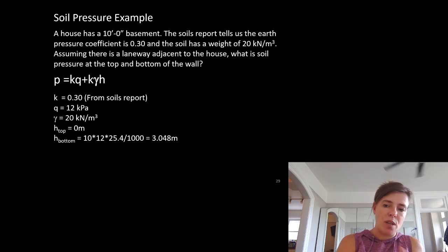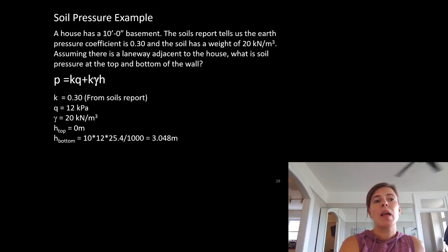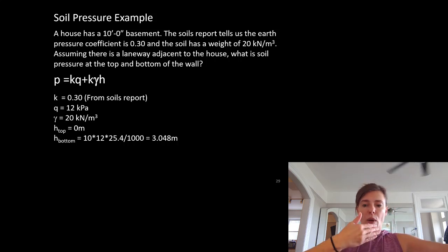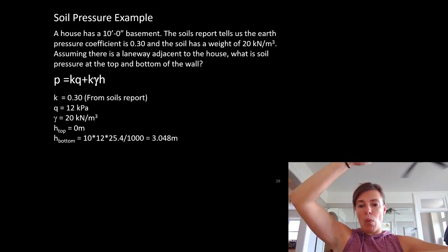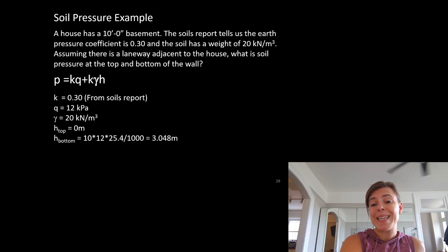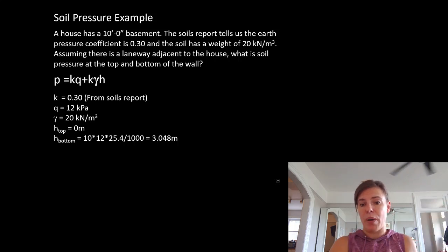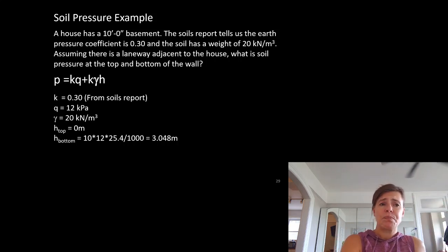We could look that up, and I talked about it at the beginning of the lecture. The weight of our soil is 20 kilonewtons per meter cube. So every 1 meter by 1 meter by 1 meter cube of soil weighs 20 kilonewtons. So that's a lot. That's 20 Arnolds jammed into a 1 meter by 1 meter by 1 meter box. At the top, our height is 0. And at the bottom, our height, we need to convert that 10 feet into meters because we're talking about things in kPa and kilonewtons and meters cubed.